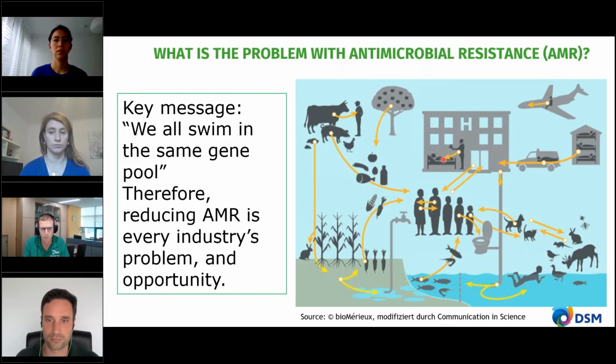And so as Professor Mary Barton, a well-known academic in this area, said, we all swim in the same gene pool. And therefore, reducing antimicrobial resistance is every industry's problem, and it's an opportunity. It's not just the animal industry, it's not the companion industry, and it's not the human health industry. It's all part of us, and this is around the world, we have these One Health programs.